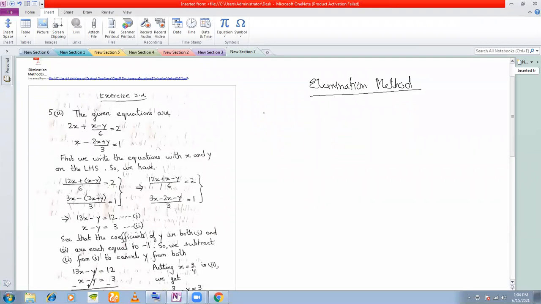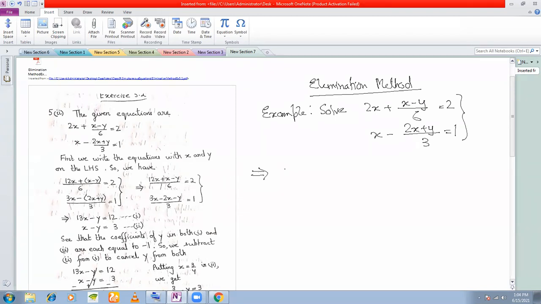So here, let us say two equations are given to you. Solve 2x plus (x minus y) divided by 6 is equal to 2, and x minus (2x plus y) divided by 3 is equal to 1. These two equations. Now, first thing what you will do is just the same as substitution method, that you will take x's on one side and the number on the other side.